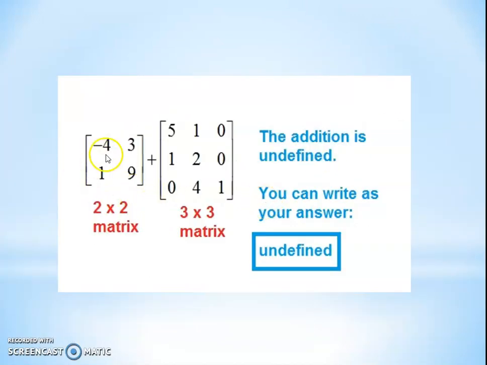In this example also we have to check. Minus 4 3 1 9. First, minus 4 3 row number 1, 1 9 row number 2, minus 4 1 column number 1, 3 9 column number 2. 5 1 0 row number 1, 1 2 3 row number 2, 0 4 1 row number 3; 5 1 0 column number 1, 1 2 4 column number 2, 0 0 1 column number 3. So the order of this matrix is 2 by 2 and the order of this matrix is 3 by 3. So we can't add them. So the addition is undefined. You can write as your answer that it is undefined.